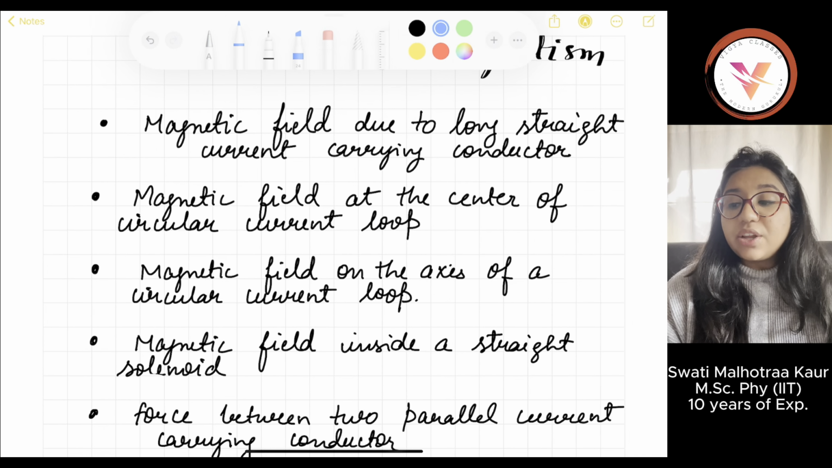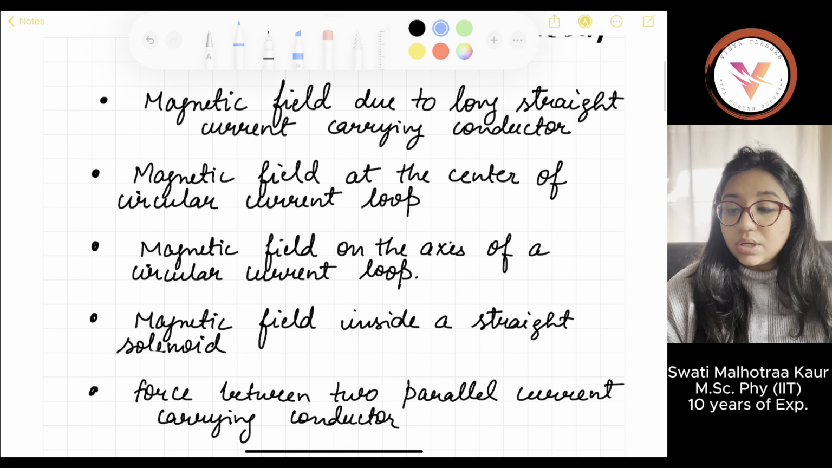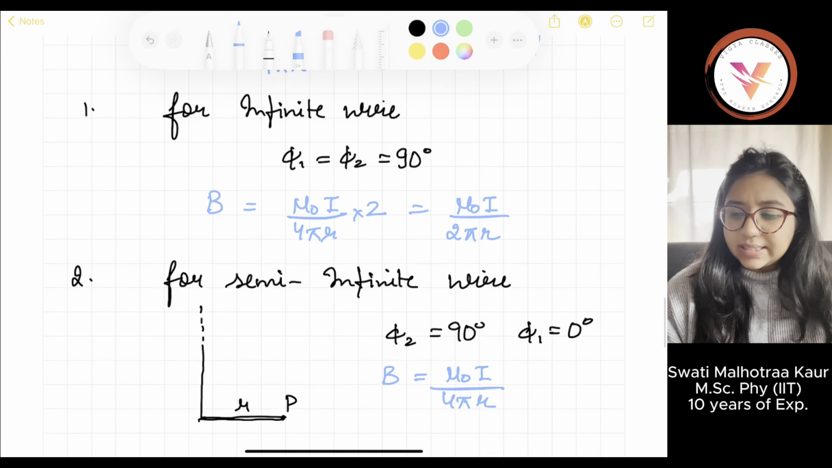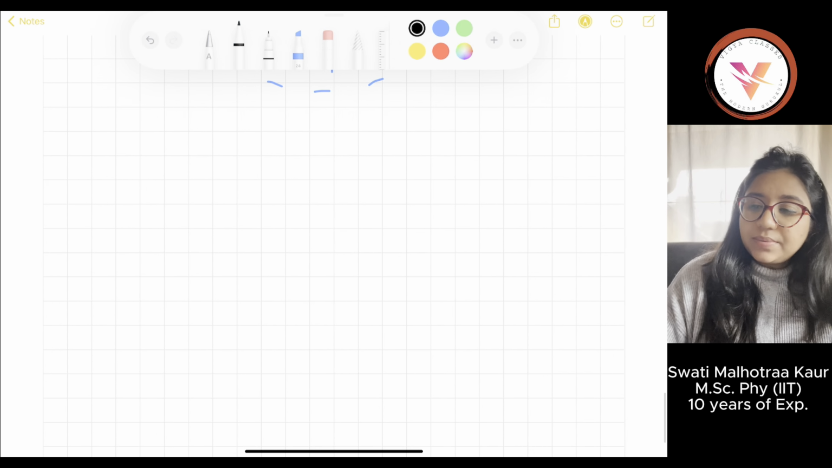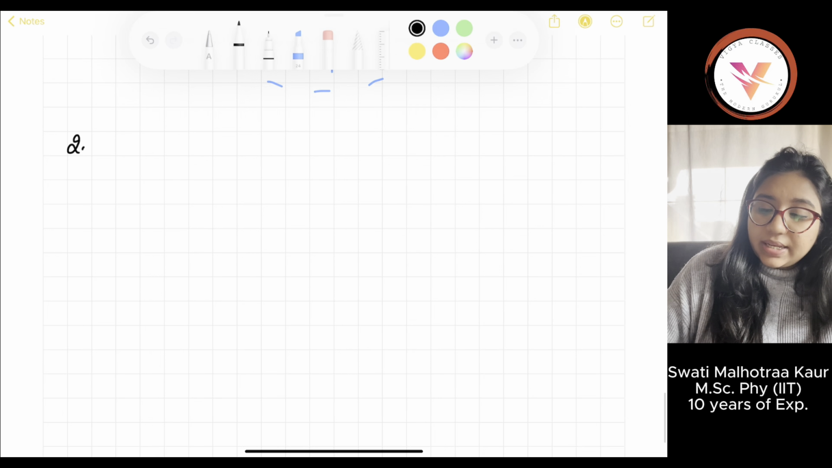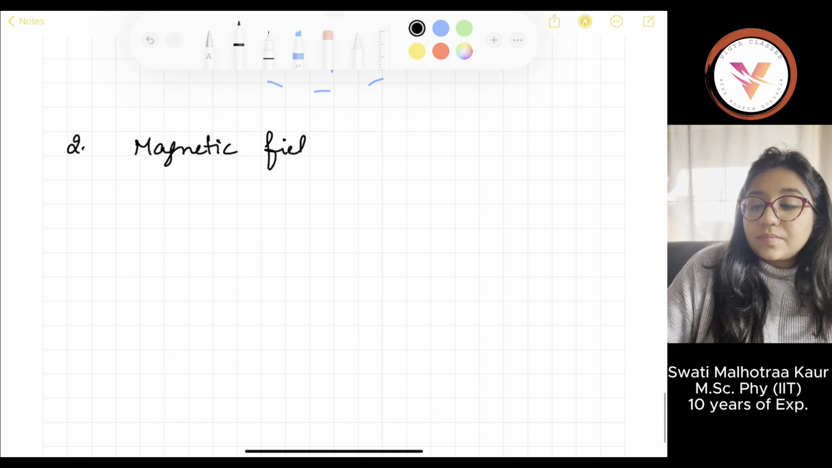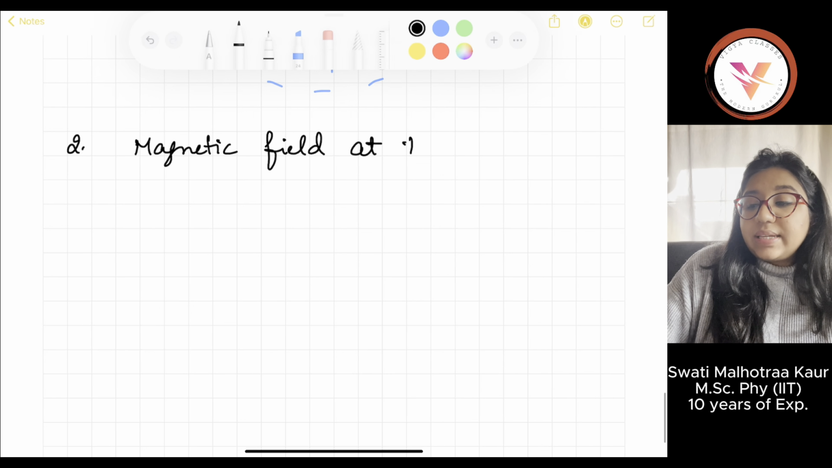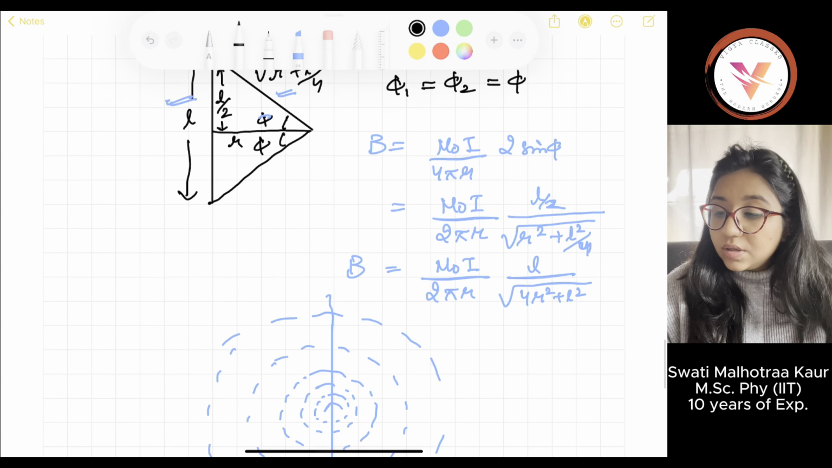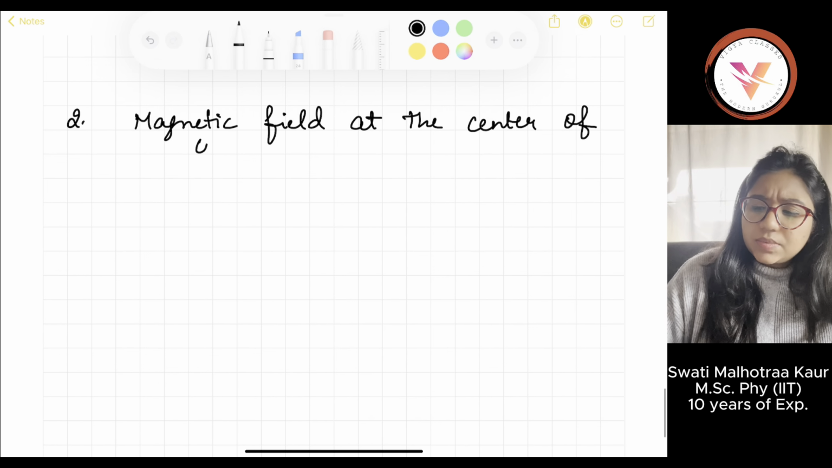The second is the magnetic field at the center of a circular current loop. This is very easy. It's a very small one. So the second is the magnetic field at the center of a circular current loop.